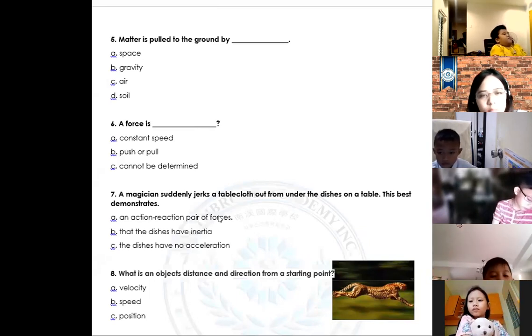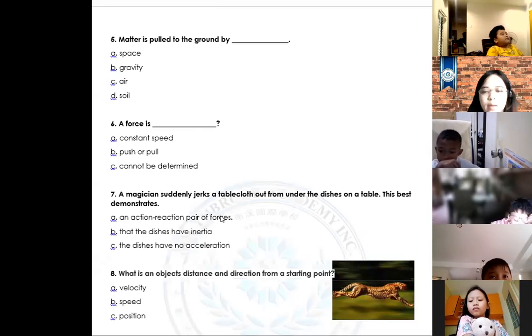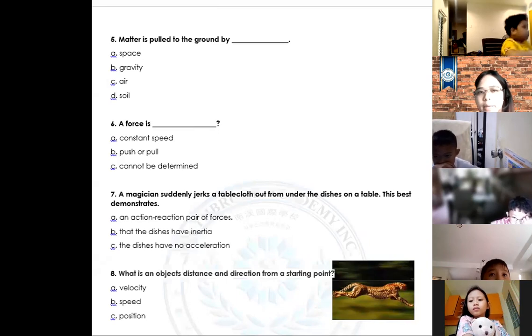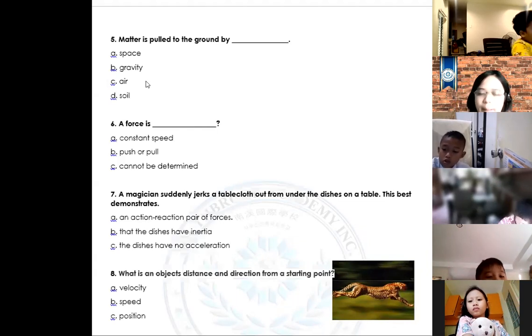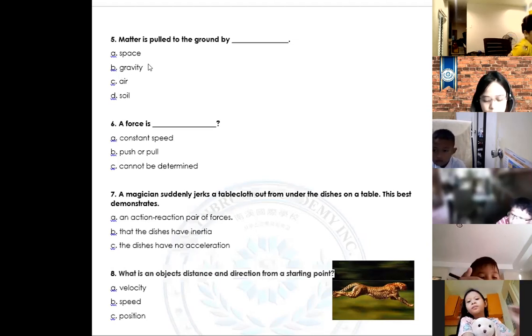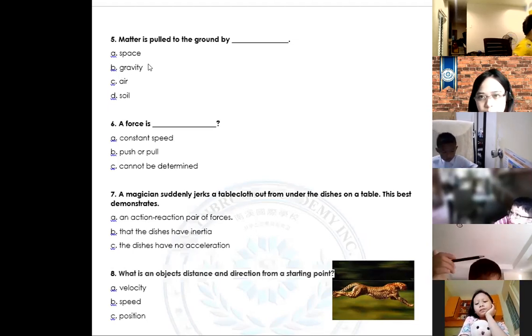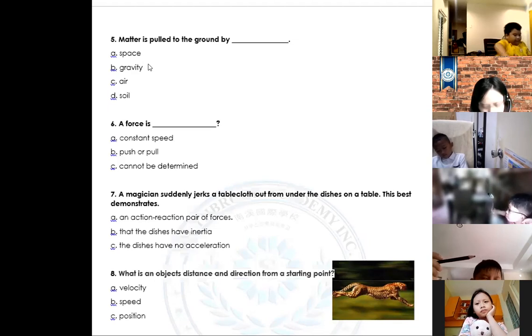Again, number 5. So matter is pulled to the ground by what? A. Space. B. Gravity. C. Air. Or D. Soil. Again, matter is pulled to the ground by what? A. Space. B. Gravity. C. Air. Or D. Soil.